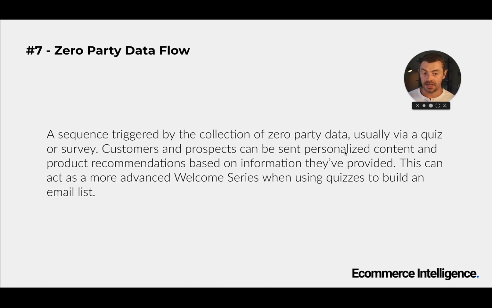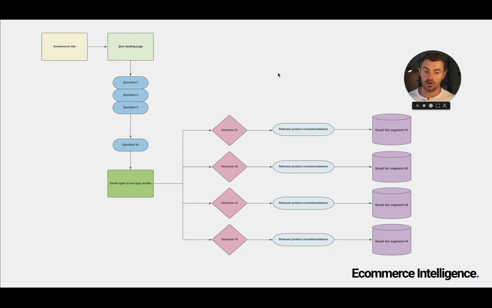So in terms of how this looks, we have a tutorial on this in the course, and this is the structure that it goes through. So the e-commerce site will have a quiz landing page on it. They have a bunch of questions, somewhere in the range of 10, and then they'll enter an email address and opt in to see the quiz results. And there'll be a number of different outcomes, and we'll give some examples in a second. And basically, people will get put in different email segments in Klaviyo, depending on their quiz answers and which outcome they qualified for.